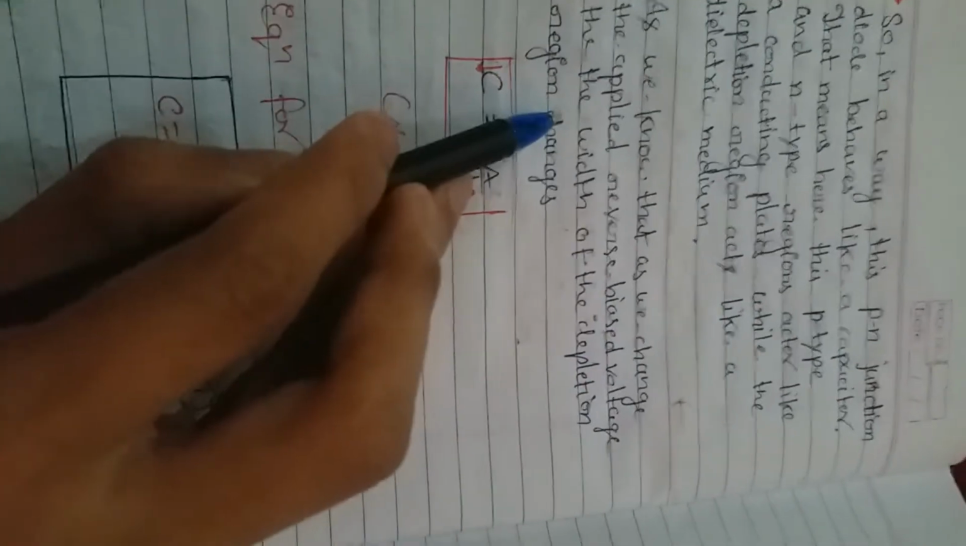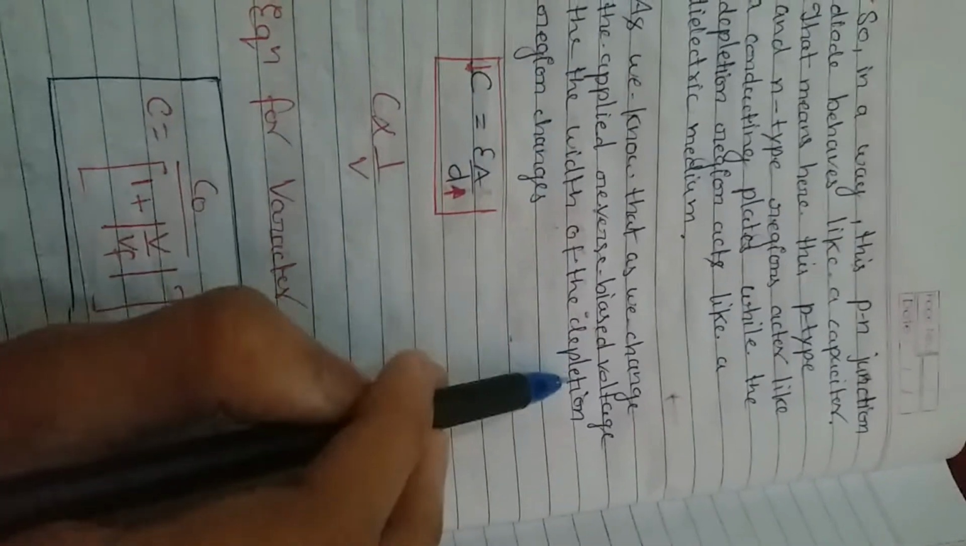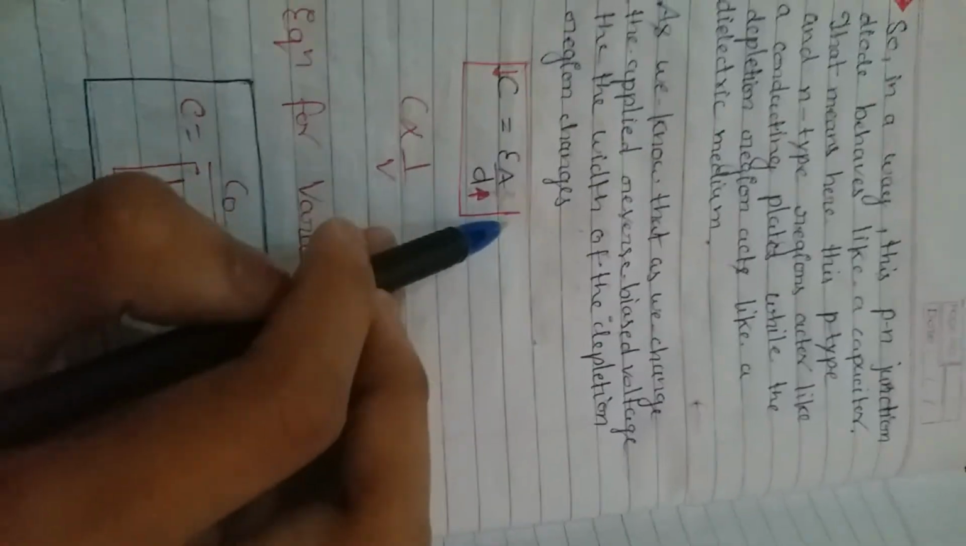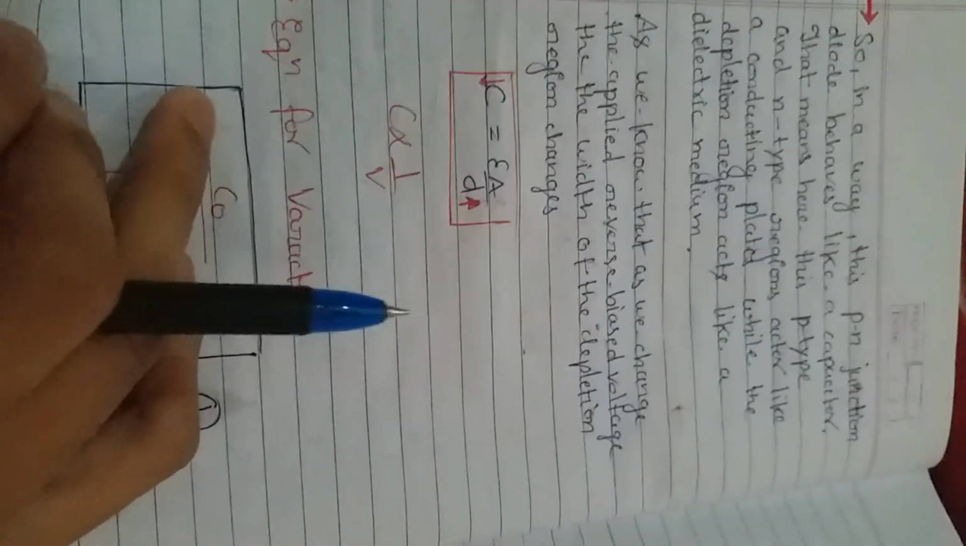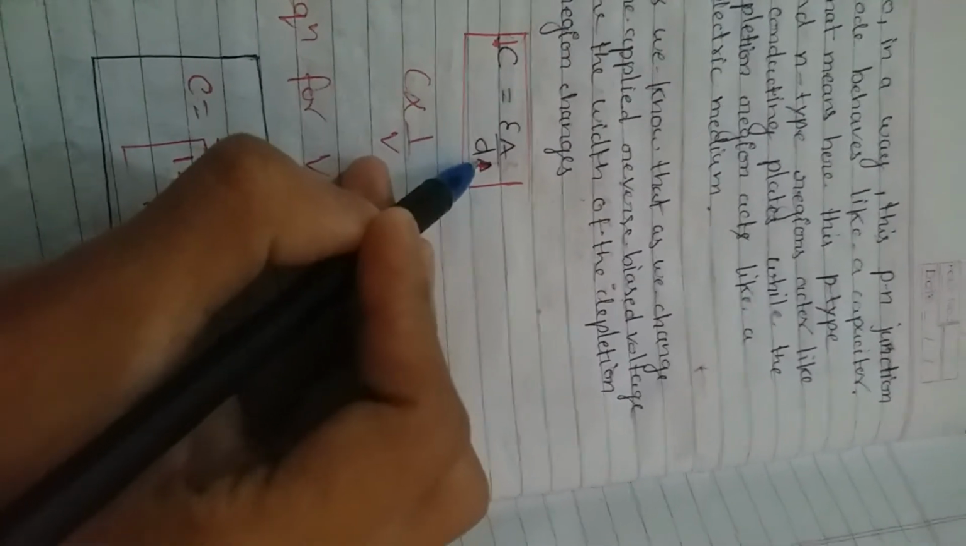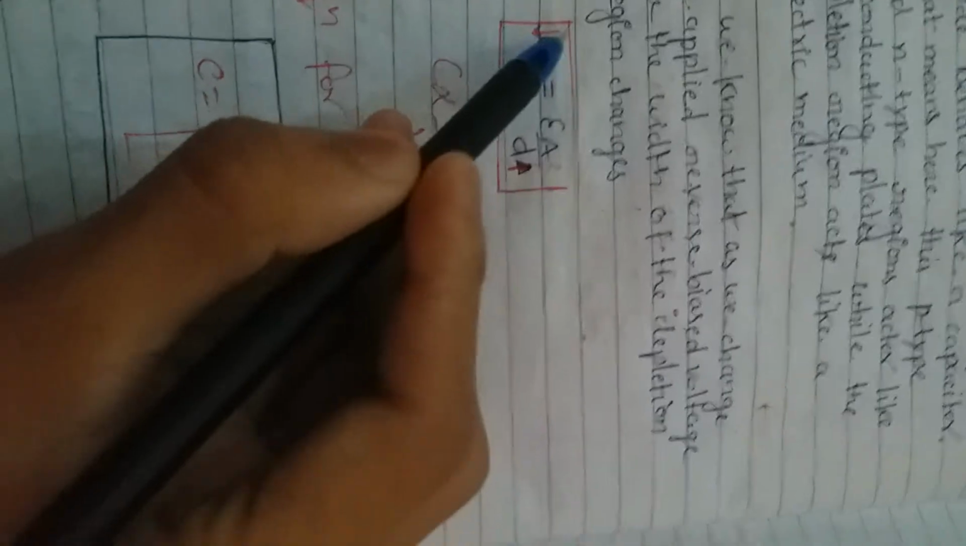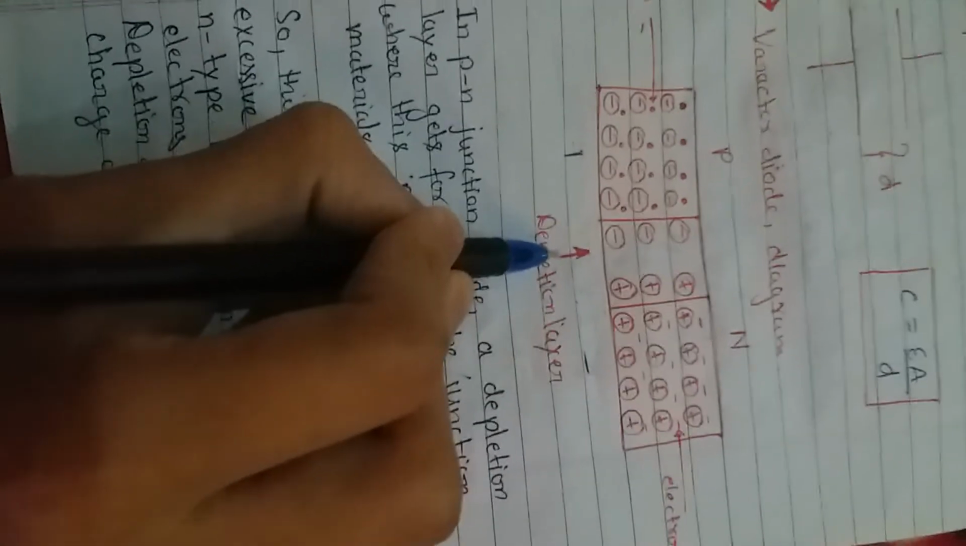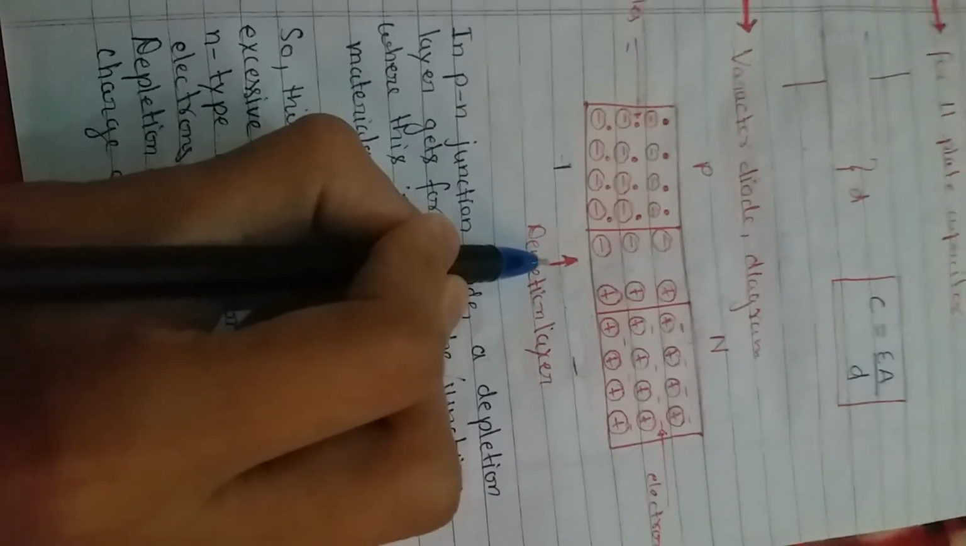And as we know, the applied reverse bias voltage changes the width of the depletion layer. See, if we increase that distance d, it means if you increase that depletion layer between p-type and n-type, the capacitance C will decrease. And for increasing that d, we have to increase the reverse bias voltage as happens in normal diodes.